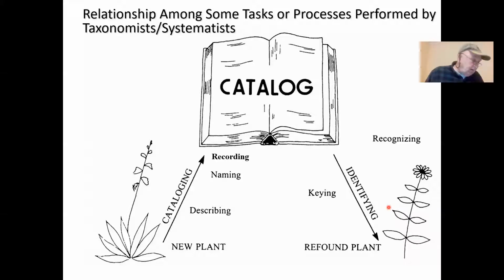But anyway, again, most plants you run into have already been cataloged, so they're going to be unknown to you for a little while. And after you successfully get through the process, then you've identified the plant.